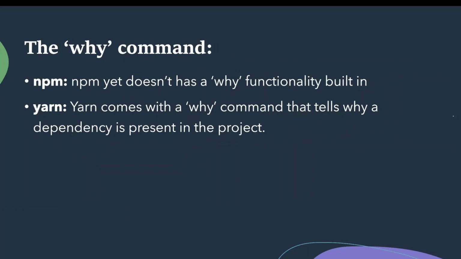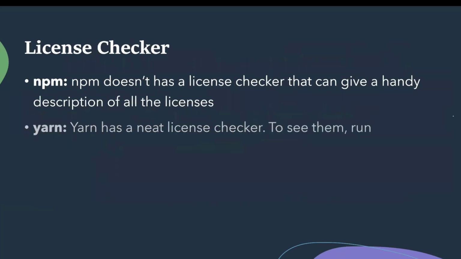Now, the why command. npm doesn't support a why feature, which specifically tells you why any dependency is being added, what the dependency is and why it is there. Yarn comes with a why command that tells you why a dependency is present in your project. Now moving to the license checker. npm doesn't come with a license checker. It doesn't check the license of the package that you are going to install. But Yarn has a neat license checker.